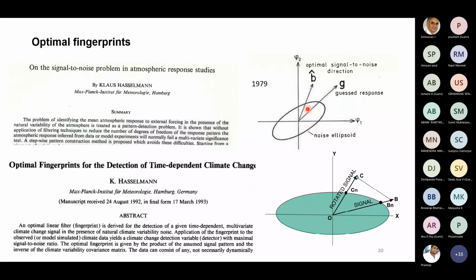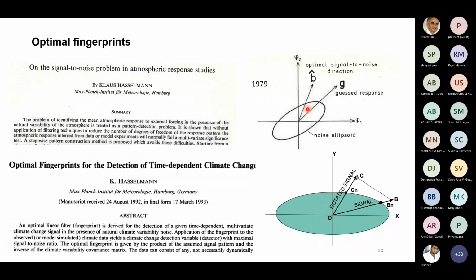So you won't detect a CO2 signal in places where there's also a lot of natural variability. You will detect a CO2 signal in places where the natural variability is less. It'll be some combination of where the CO2 signal is strong, where CO2 has a large effect, and where natural variability is small. And in '93, he developed this insight into the first optimal fingerprinting paper.